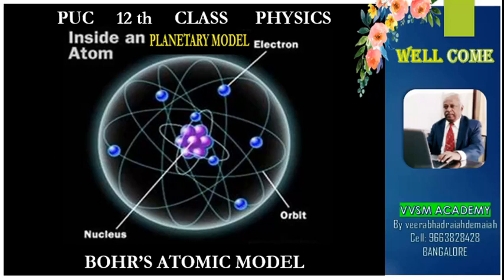Well friends, today before going to discuss Bohr's atomic model, we should know about the structure of an atom. An atom consists of electrons, protons and neutrons. The protons and neutrons are packed together in the nucleus, and the electrons are revolving around the nucleus of an atom. This is the fundamental structure of an atom.